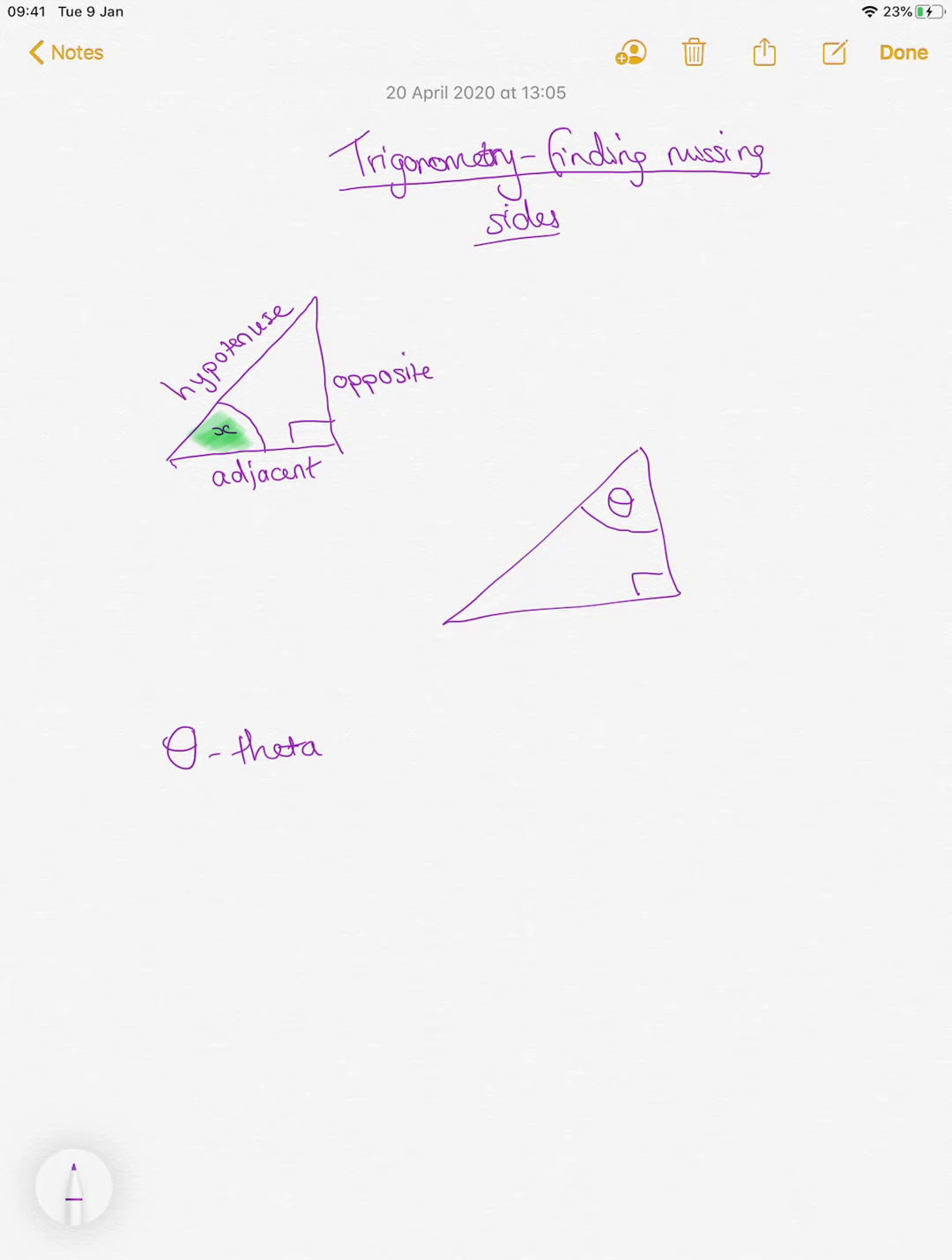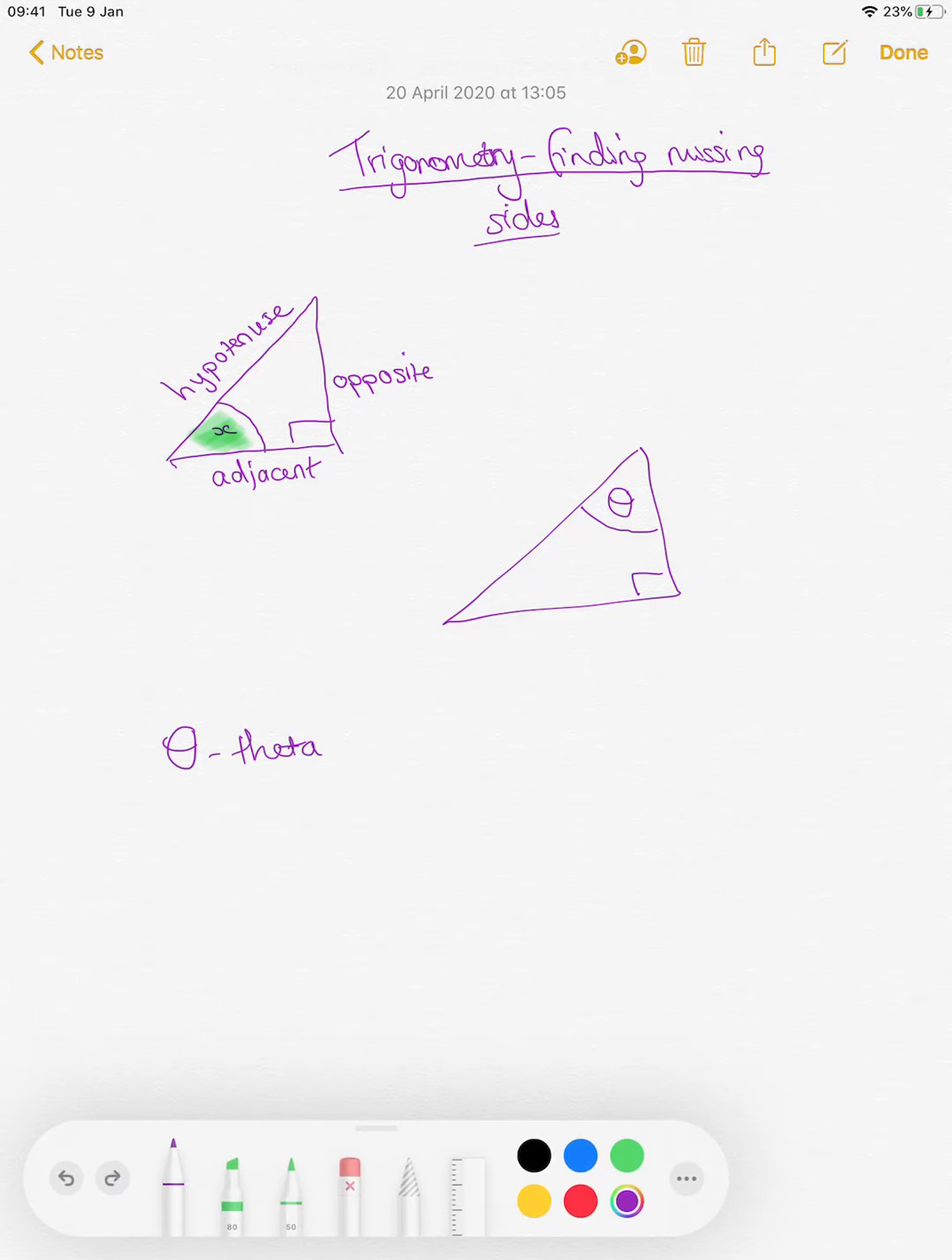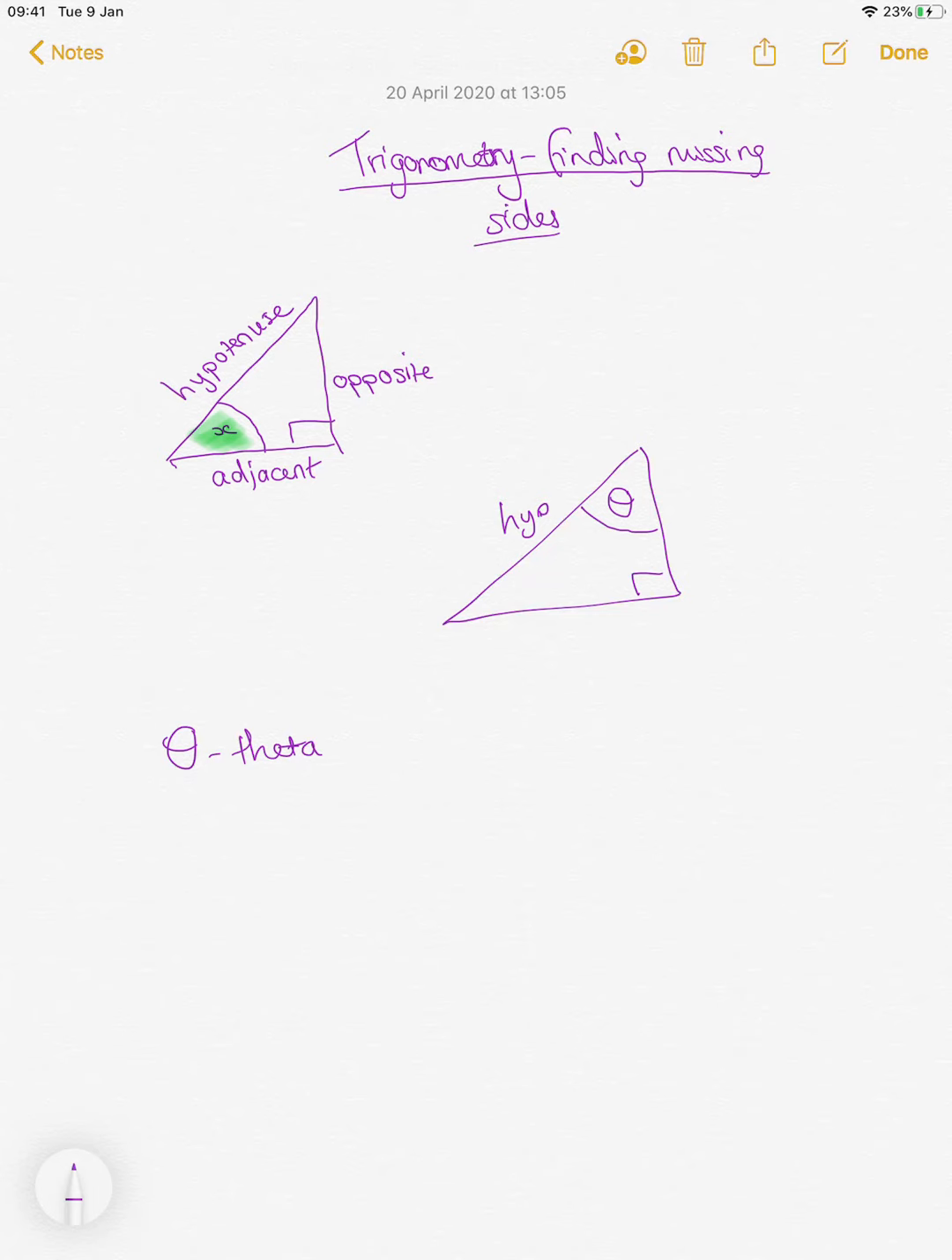And then I'm going to start by labelling this one as my hypotenuse, which I just shortened to hype. Now opposite, I know it's opposite the angle that's the other angle. So this one is my opposite. I'm going to call that op.